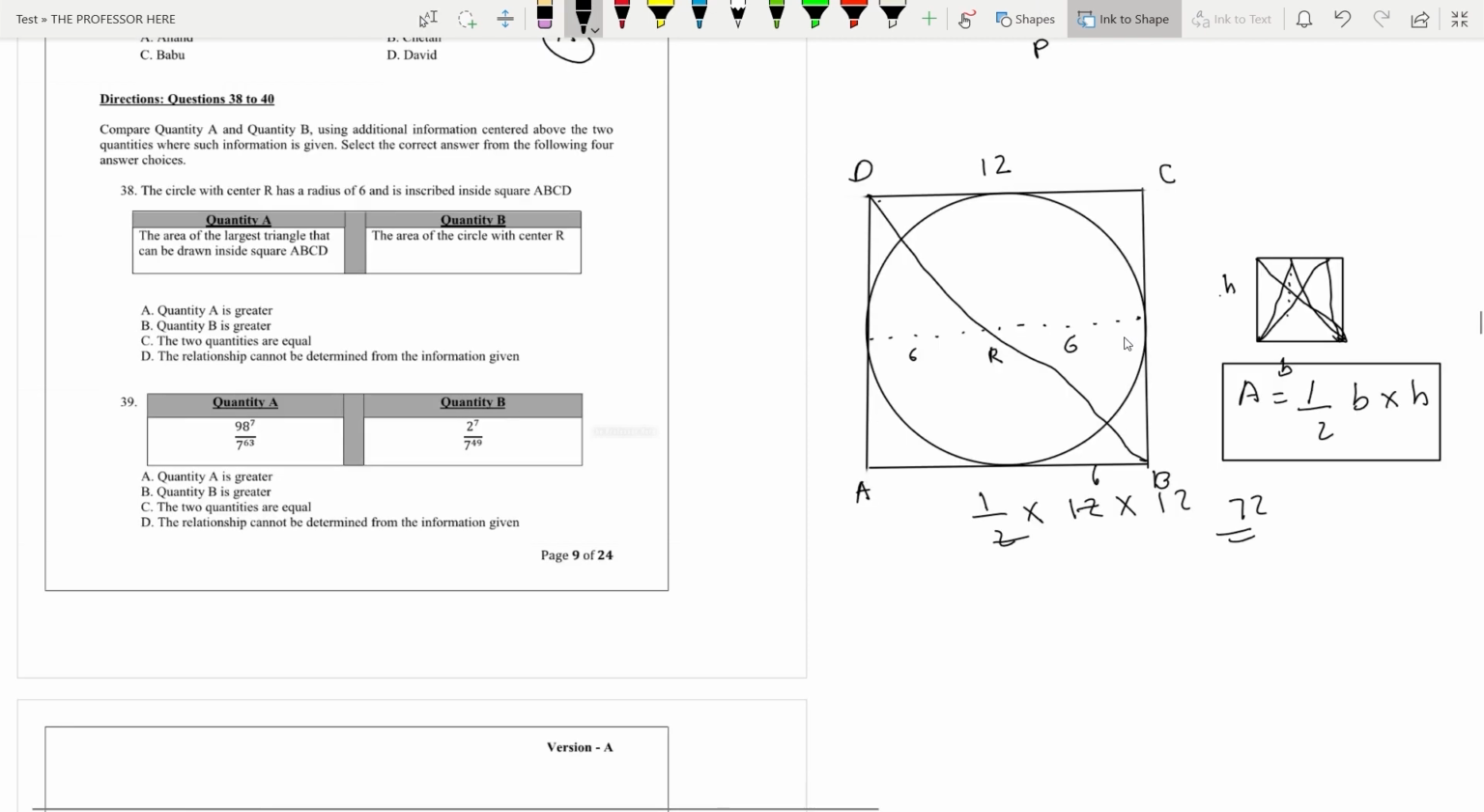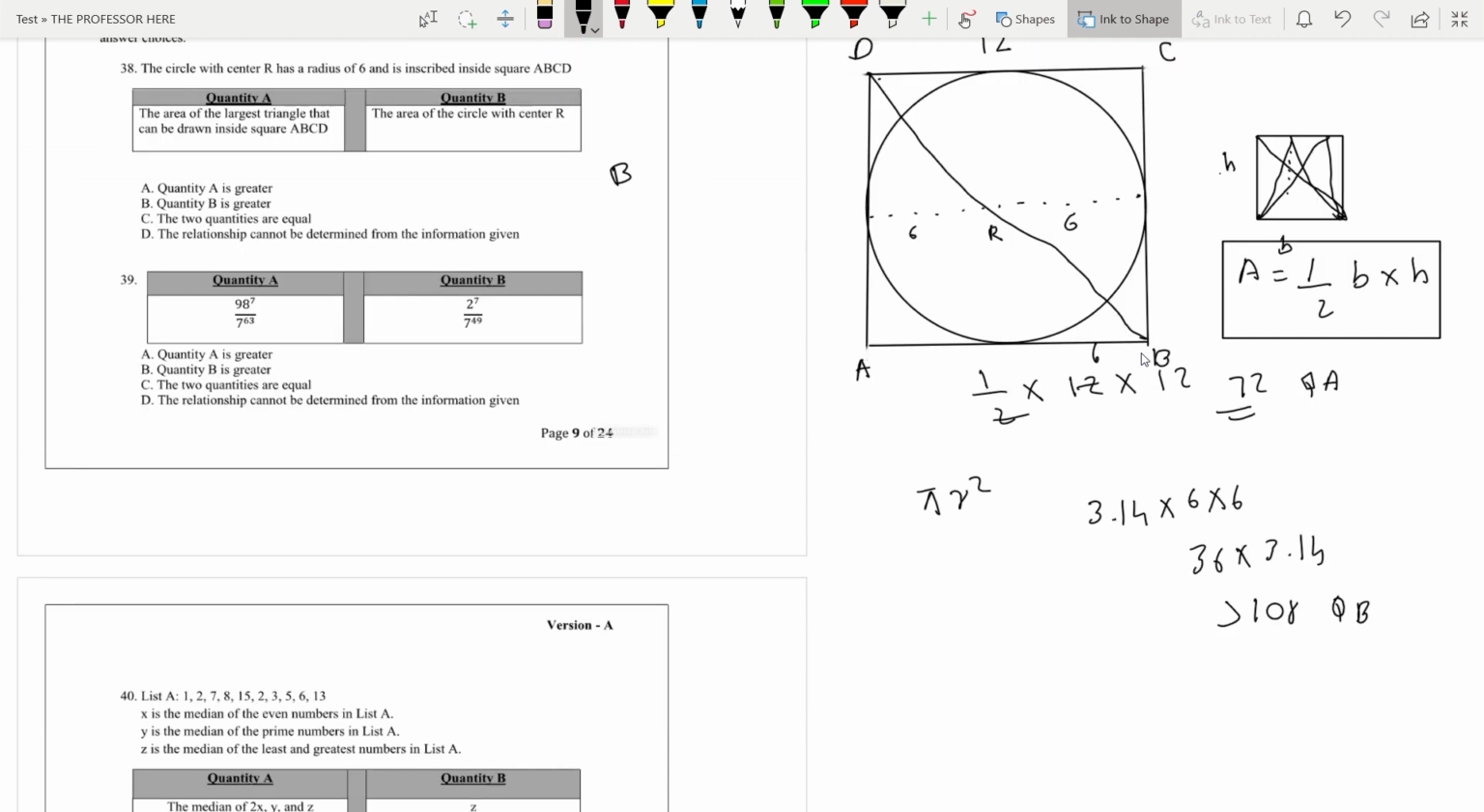Now the area of the circle with center R is pi r square. R is equal to 6. So 3.14 into 6 into 6, so it becomes 36 into 3.14. 36 into 3 is 108, so 36 into 3.14 is greater than 108. So it is obviously greater than 72, which is quantity A. This is quantity A and this is quantity B. Is quantity A greater? No, quantity A is not greater. Option B, quantity B is greater. Yes, quantity B is greater. So option B is the answer.